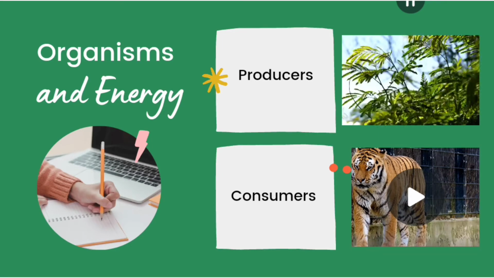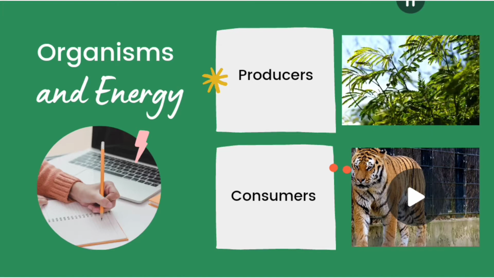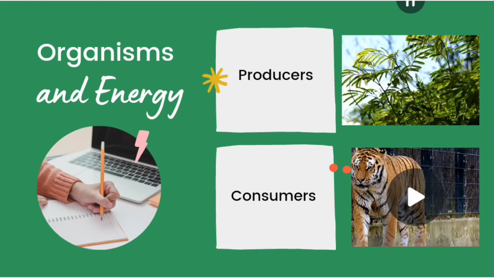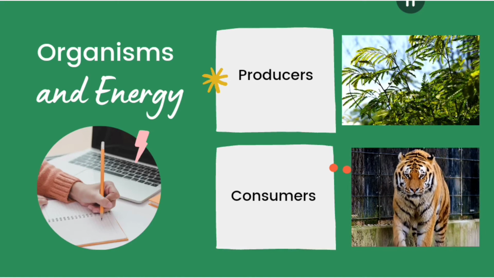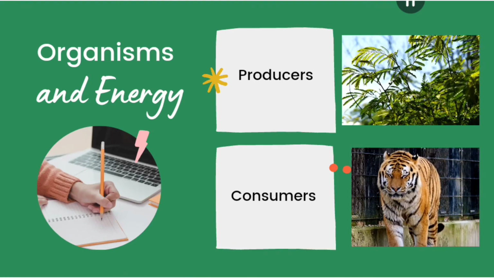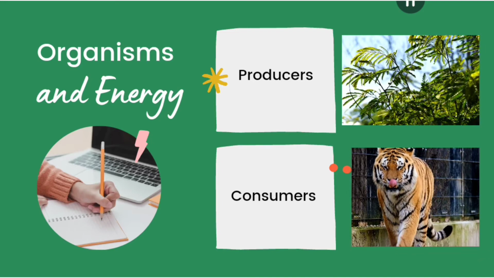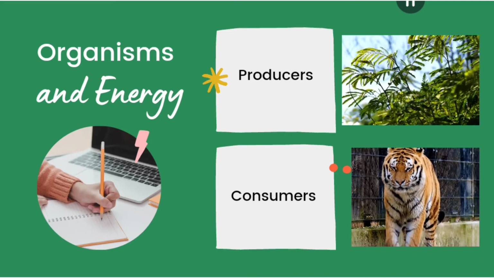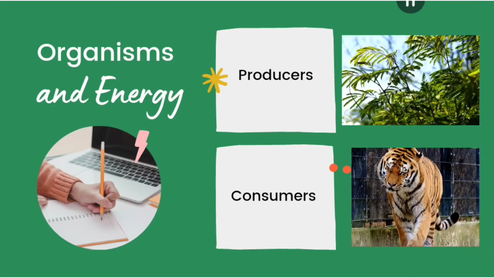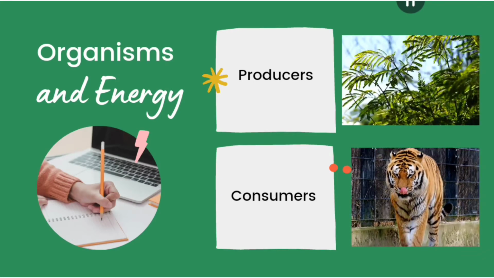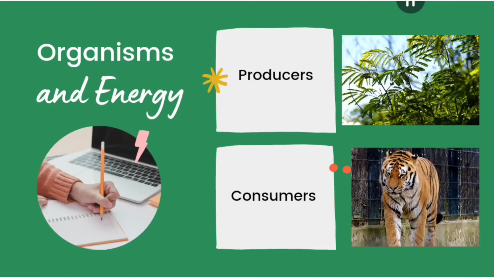So that introduces us to the concepts of producers and consumers. A producer changes the energy available in the environment into food energy, and consumers cannot make their own food and get energy by eating other organisms. Examples of producers are plants. An example of consumers could be the tiger.